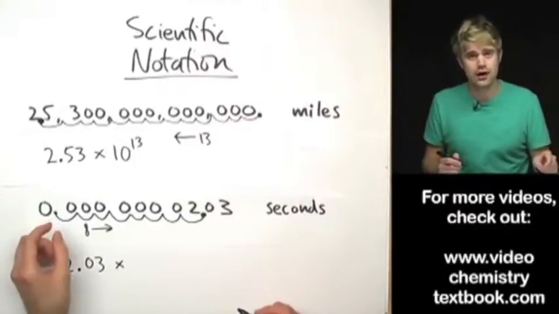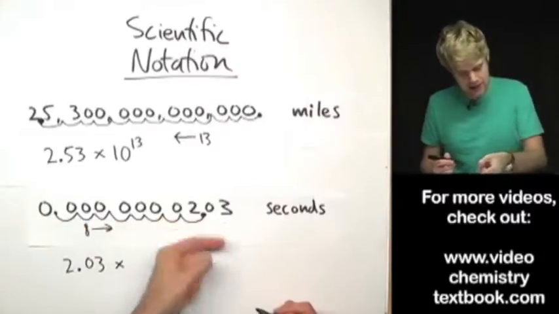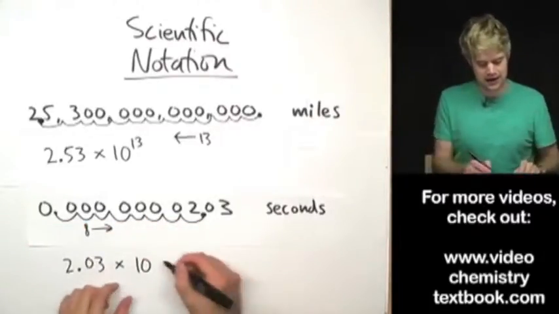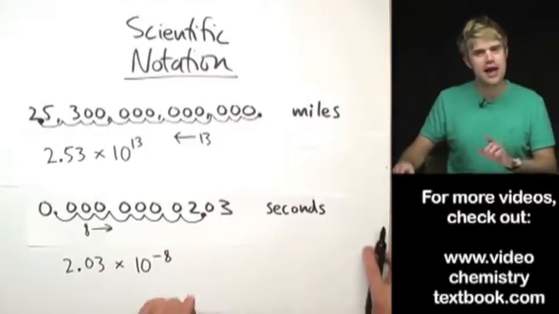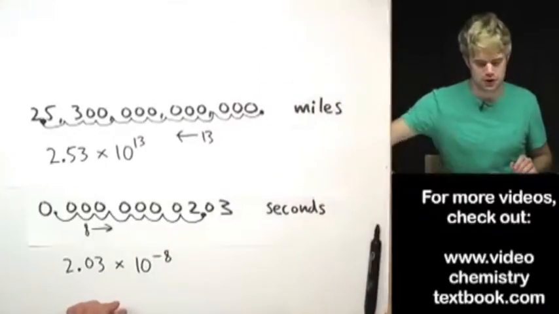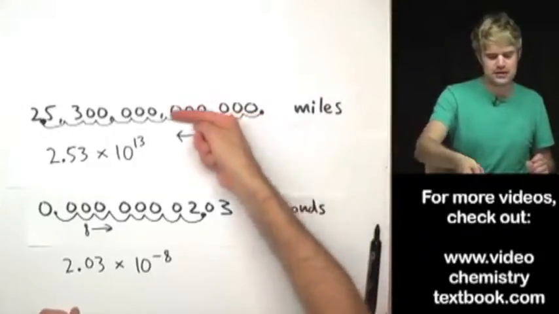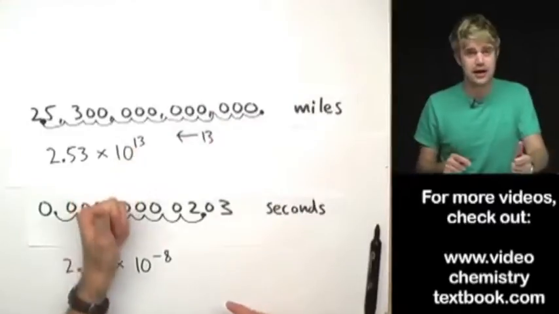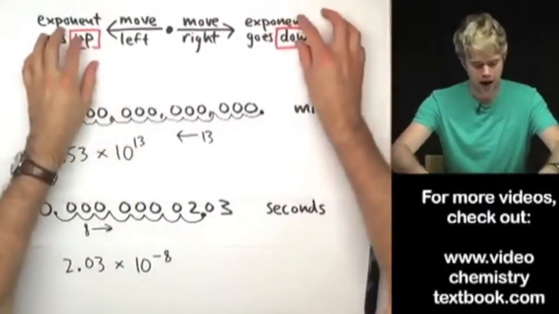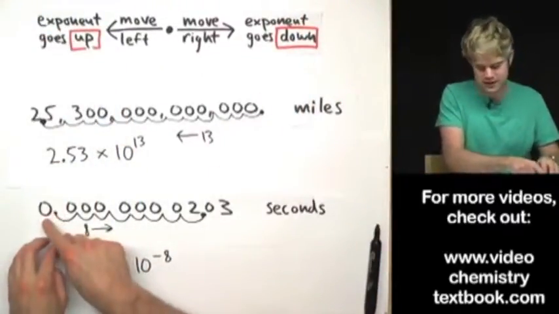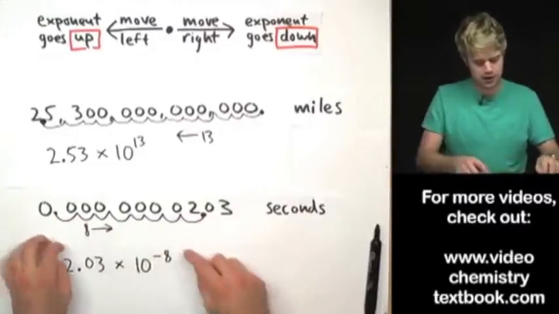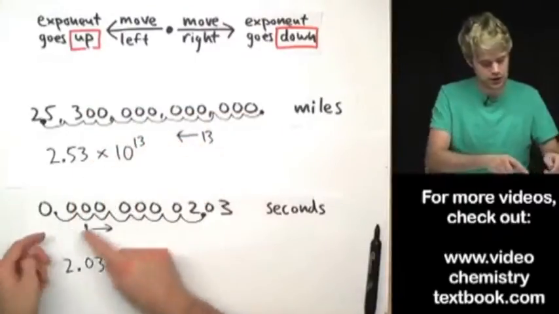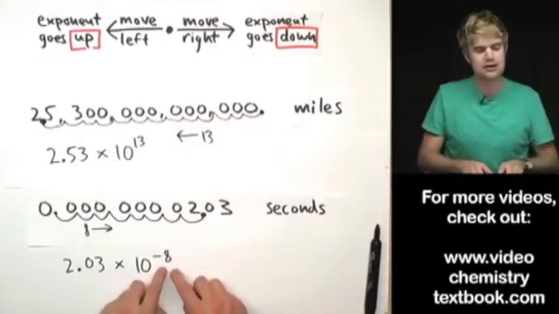And now to show that I've moved the decimal place 8 spots in this direction, I'm going to do 10 to the -8. So when I move the decimal place in this direction, I get a positive number. The exponent on 10 goes up. On the other hand, when I move the decimal place in this direction, the exponent on 10 goes down. So I have positive 13 in this direction, and I have -8 in this direction.